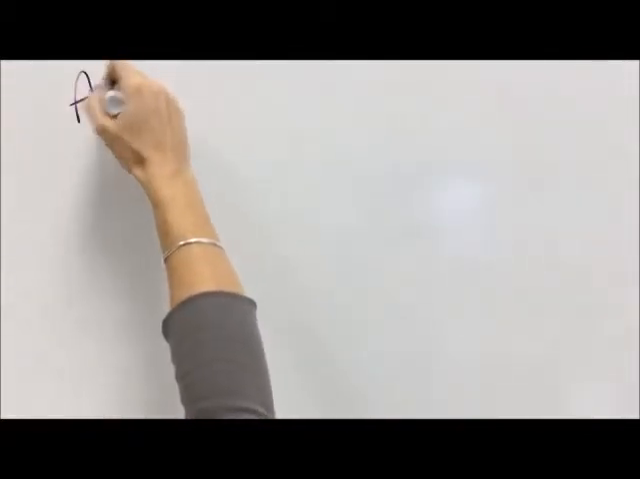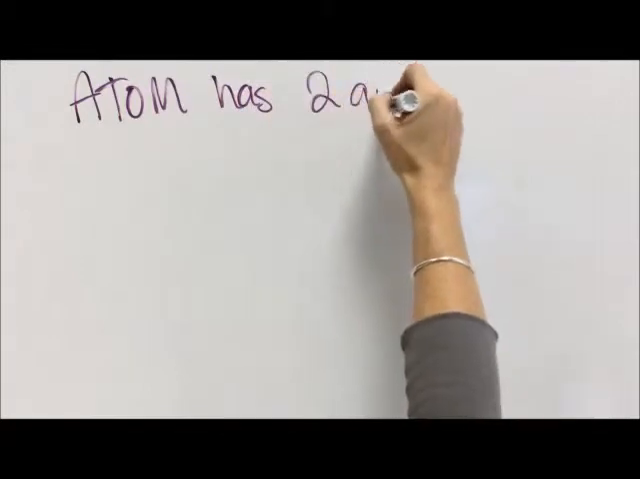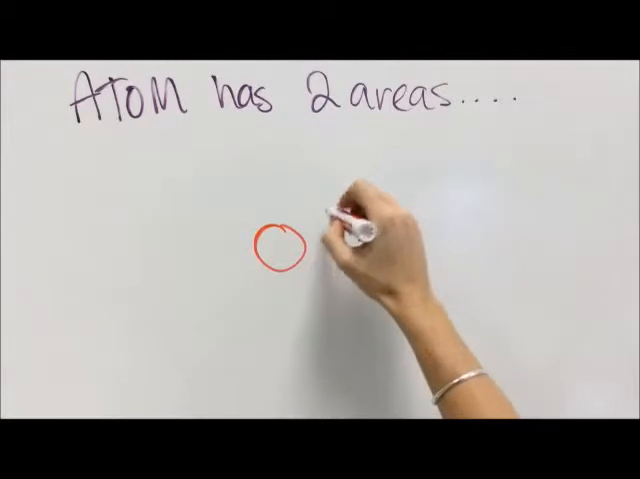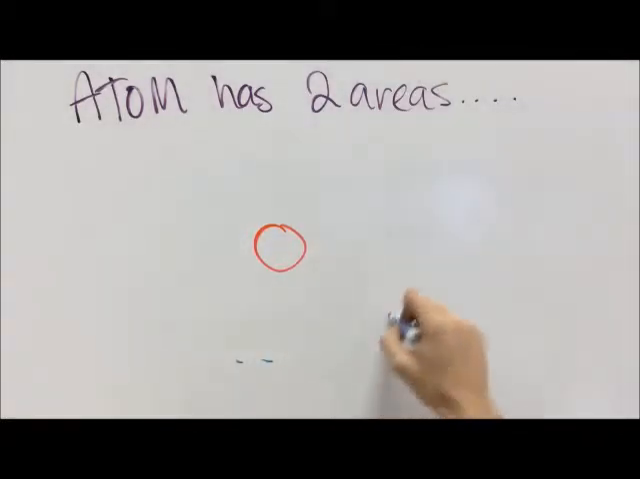Now, an atom has a certain structure. There are 118 atoms in the universe. There's really only 90 that exist on Earth. But all atoms have some things in common, and that's what we're going to talk about in this video.